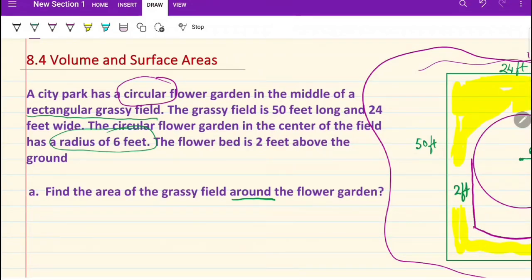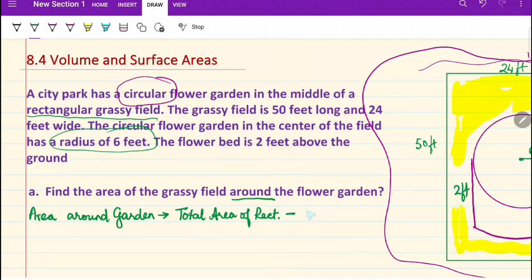So the area around the garden would be the total area of the field, let's say. Let's be more specific. Total area of the rectangle minus the area of the garden.